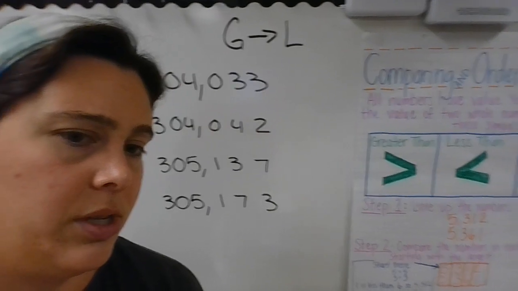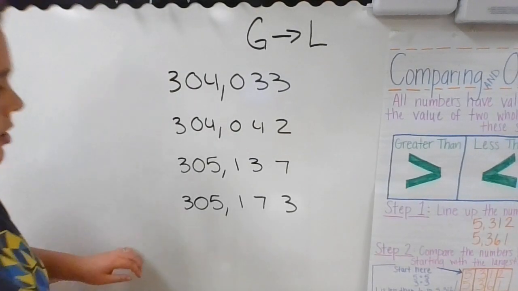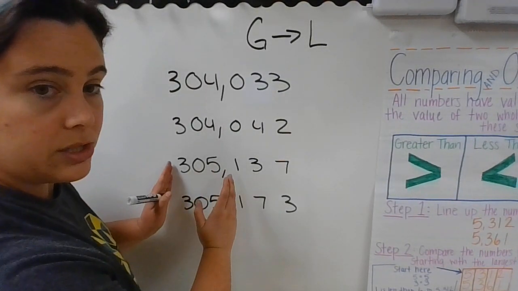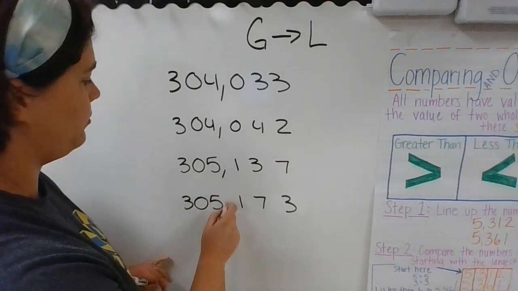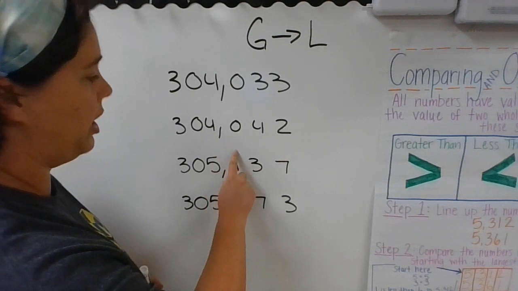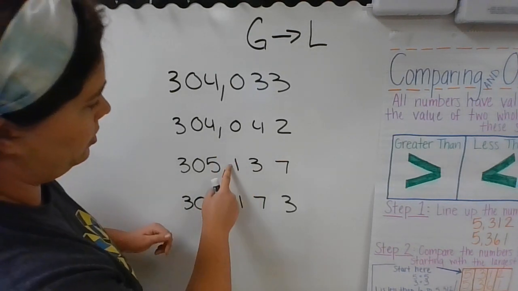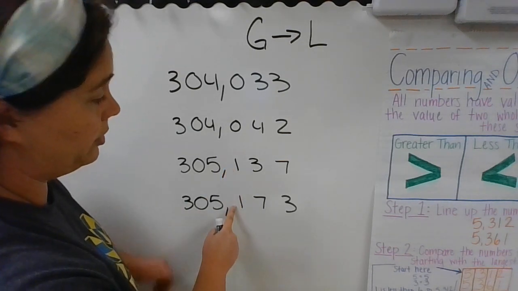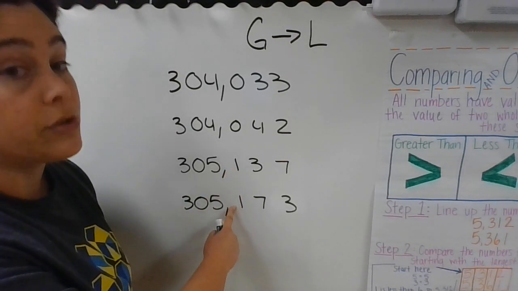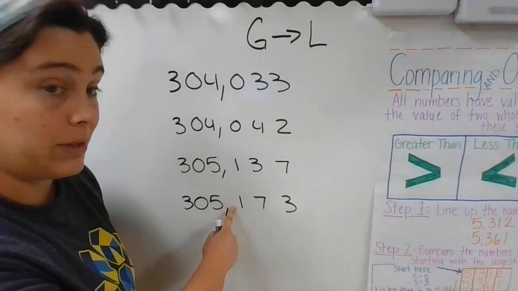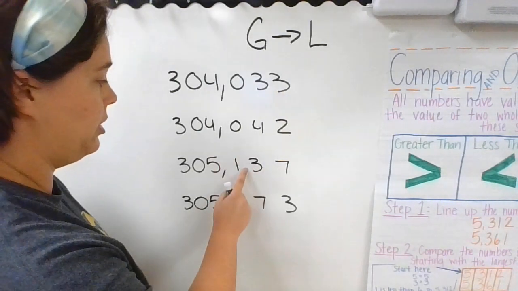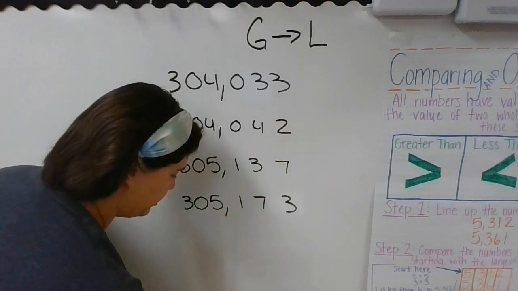Let's get you a little closer so you can see it better. There we go. So now we're just focusing on these numbers right here. So now we're going to the hundreds place value. So we have a 1 and then a 1. Okay. They're still the same. Now we need to go to the tens place. Going to the tens. We found a difference.